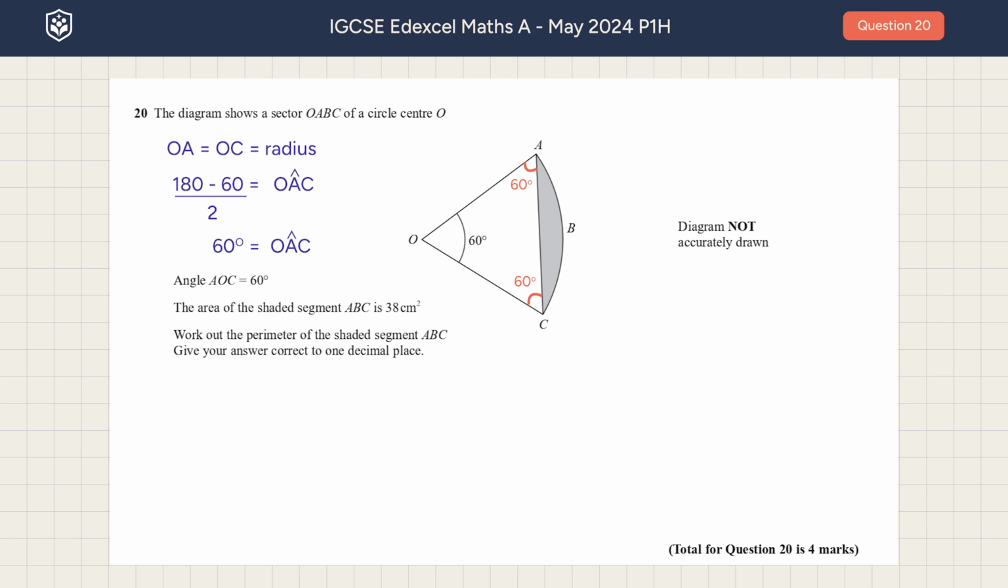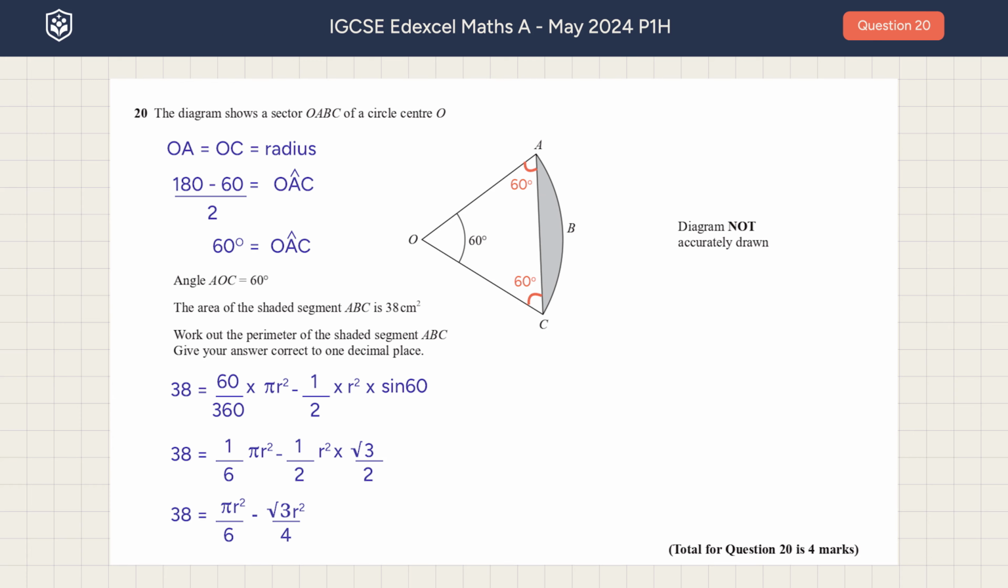Now we can make use of the triangle and the equation for area of sector, which says area equals theta over 360 times pi r squared. This is because the shaded area of 38 is just the area of sector minus the area of the triangle. So we can write 38 equals 60 over 360 times pi r squared minus 1/2 times r squared times sin 60. Let's simplify this to make 38 equals 1/6 pi r squared minus 1/2 r squared times root 3 over 2, which makes pi r squared over 6 minus root 3 r squared over 4.